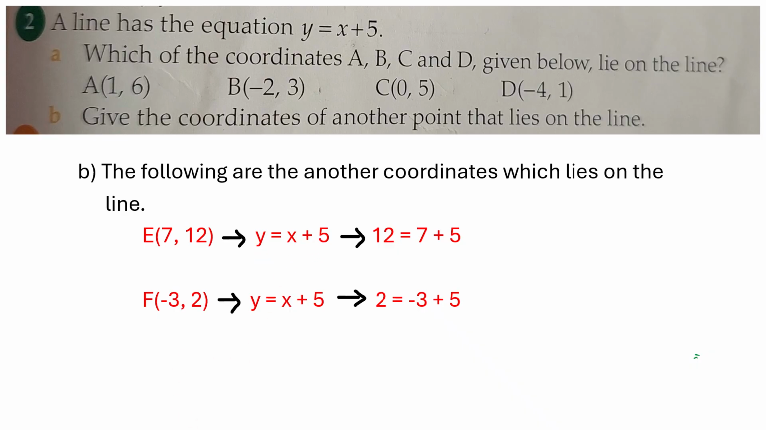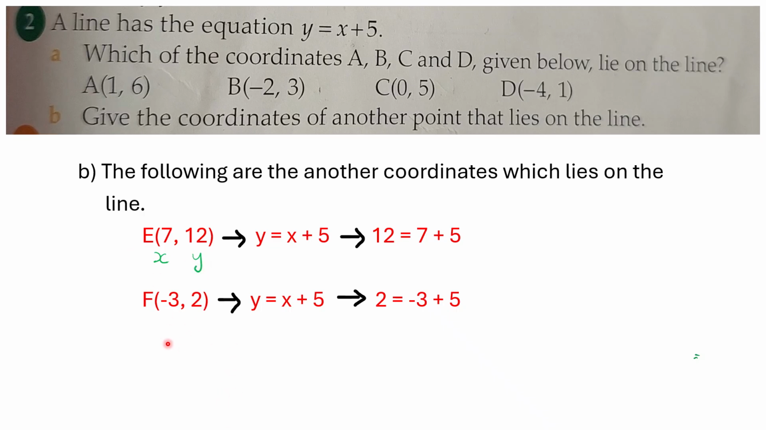How to check? We have to substitute the x coordinate and the y coordinate in the equation. So in E, what is our x coordinate? That is 7. Y coordinate is 12. So we substitute: 12 equals 7 plus 5. 7 plus 5 is 12. So that means 7, 12 lies on the line. So E lies on the line.